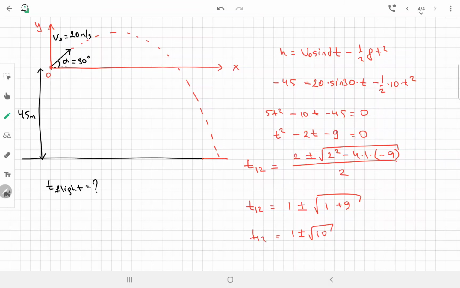As you see, we cannot accept the negative sign here because we will get a negative number for the time, and we know that time cannot be negative. So we have only one option: 1 plus square root 10, and this will be approximately 4.16 seconds. After 4.16 seconds, height will be negative 45.